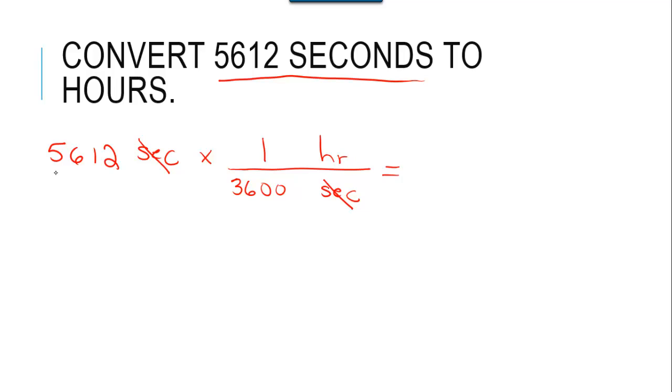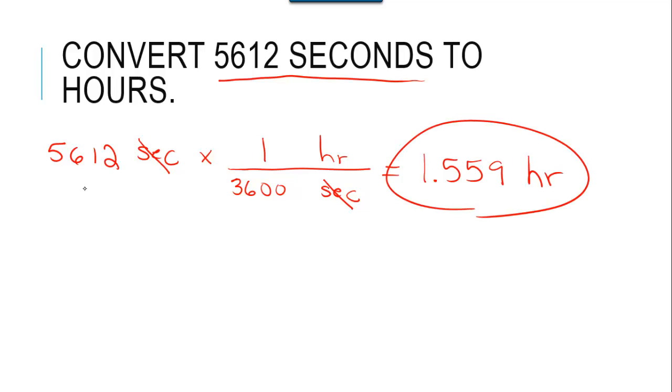We're going to start over here on the left side and we're going to type in our calculator 5,612. As you read left to right, you're going to multiply by 1 hour and then we're going to divide by 3,600. That gives me a really long answer on my calculator, so I'm going to do some rounding. I'm going to round to the same number of digits that my question gave me, which is 4. So the answer is 1.559 hours. So 5,612 seconds is equal to 1.559 hours.